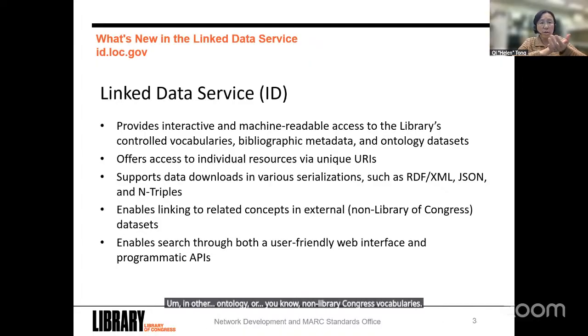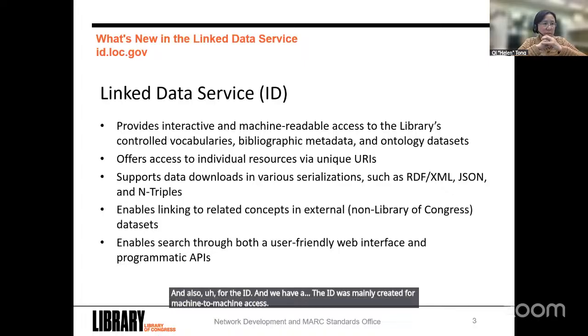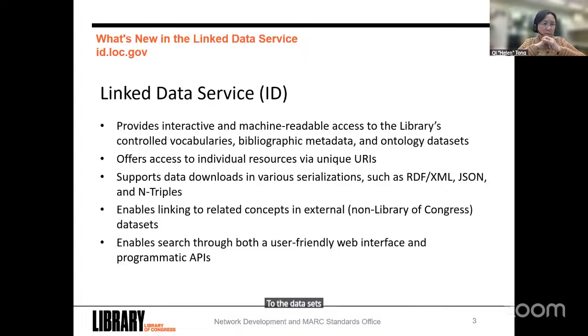ID was mainly created for machine-to-machine access to the data sets, but we also have a web portal where you can search and browse the data sets.